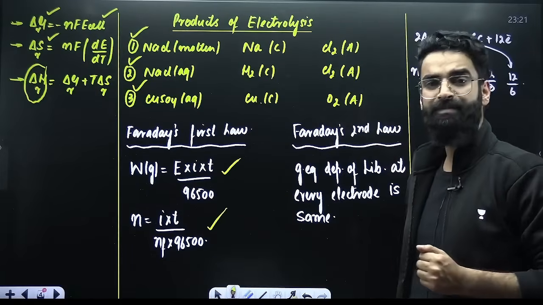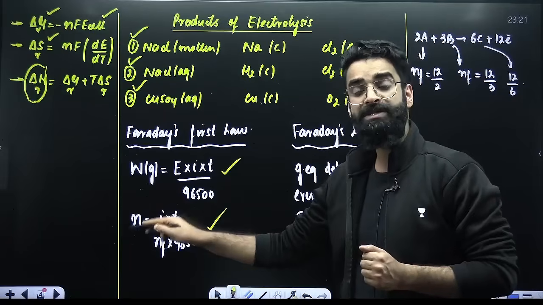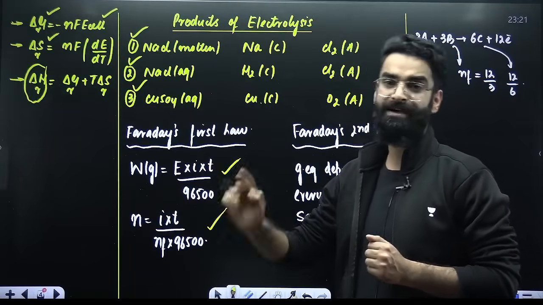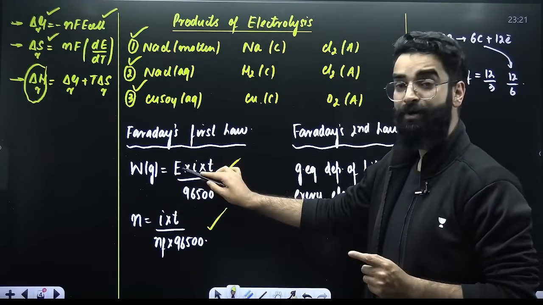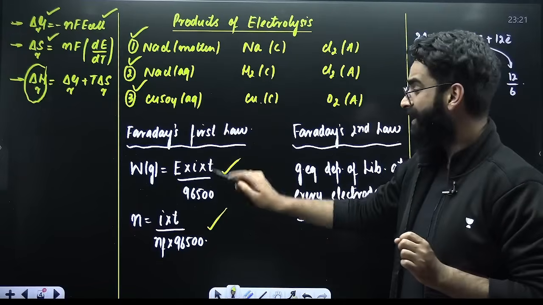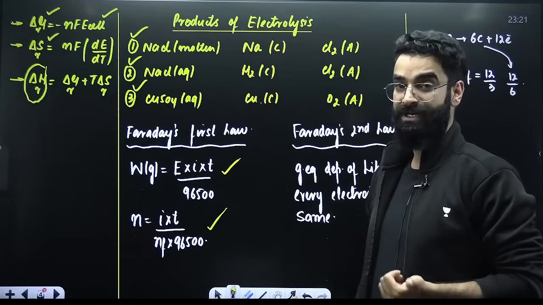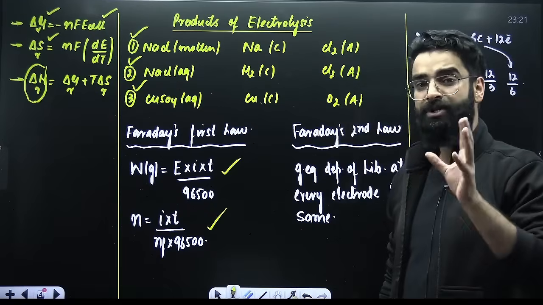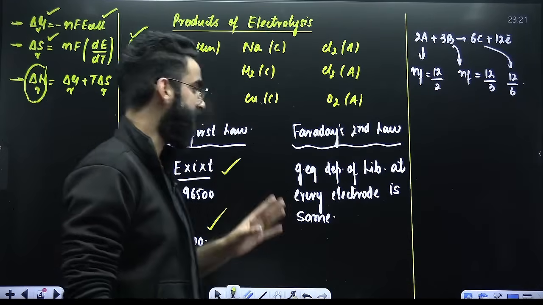Similarly, this is the result by means of which you can calculate the moles of substance deposited or liberated at a particular electrode, where E stands for the equivalent mass of the substance, I stands for the current which goes into the solution, and T is the time duration in which the current goes into the solution.